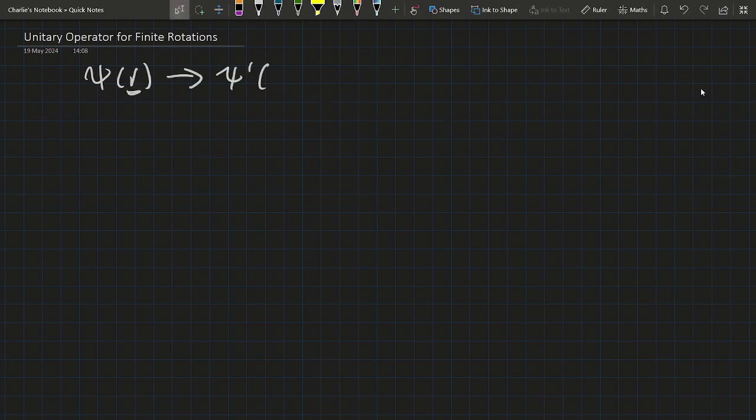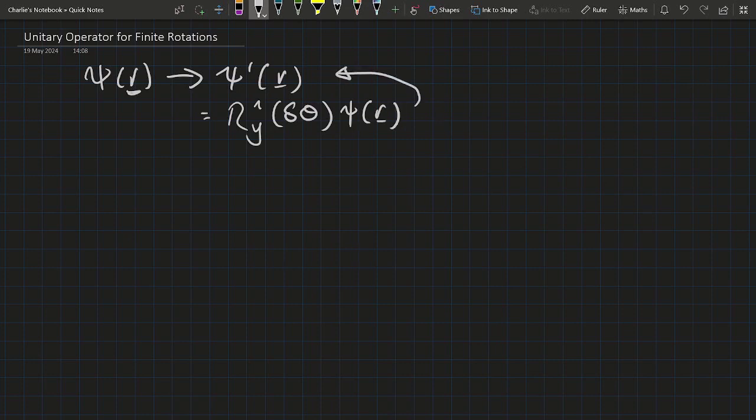function, psi primed, as a function of r, which is equal to the original wave function as acted on by an infinitesimal rotation operator about the y-axis. This rotation operator acts on the original wave function to take us to the transformed wave function.